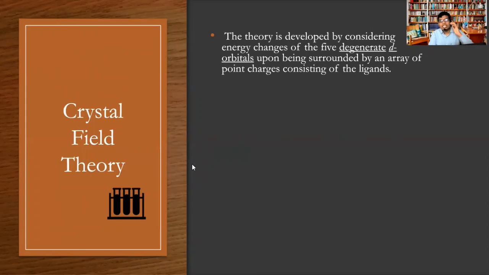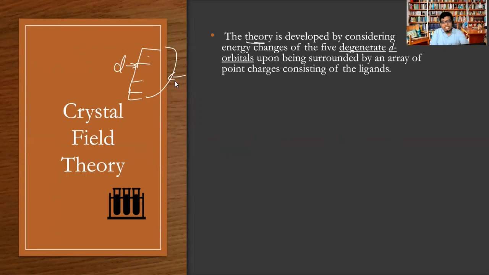This theory is developed based on the changes of 5 degenerate d orbitals. We have 5 d orbitals: 1, 2, 3, 4, 5. 5 parts. So based on these degeneracies, the changes of degeneracies, this theory is developed.